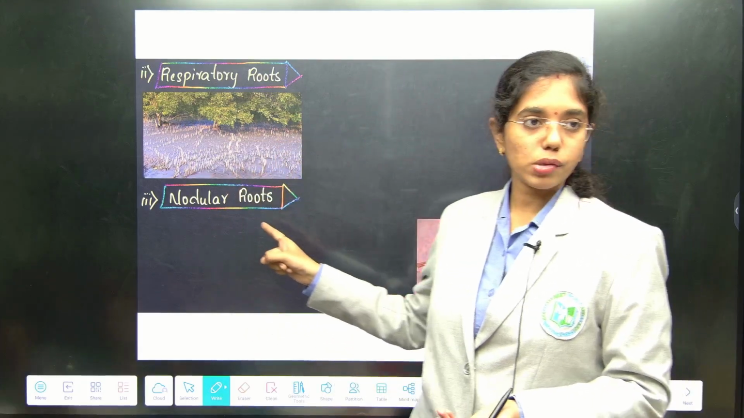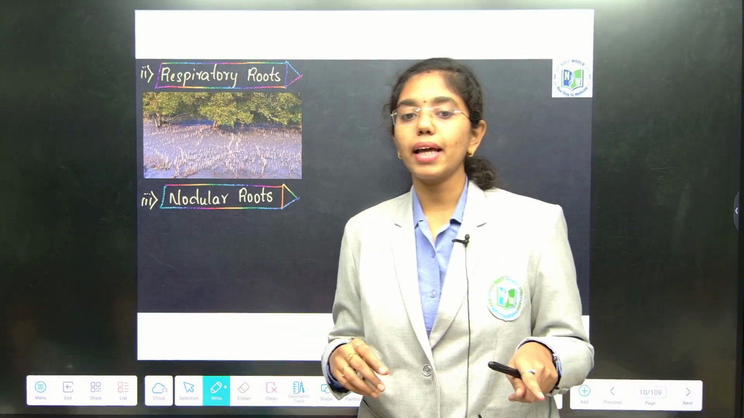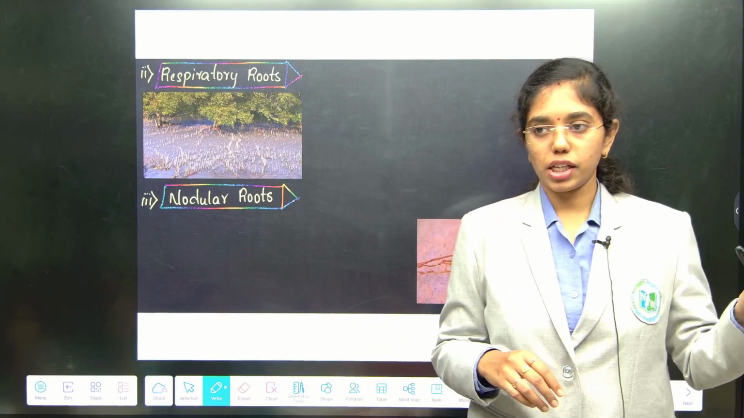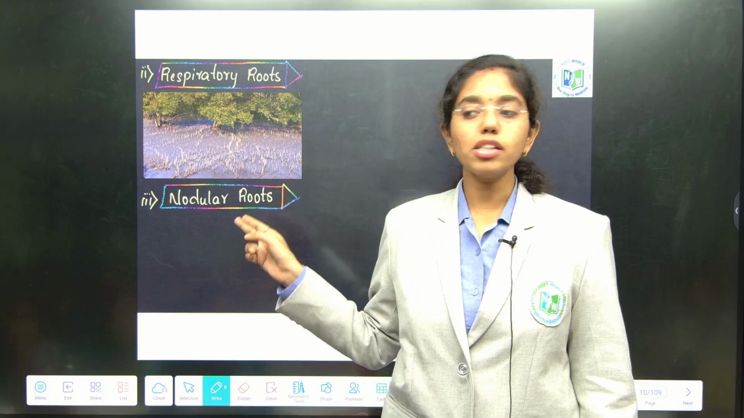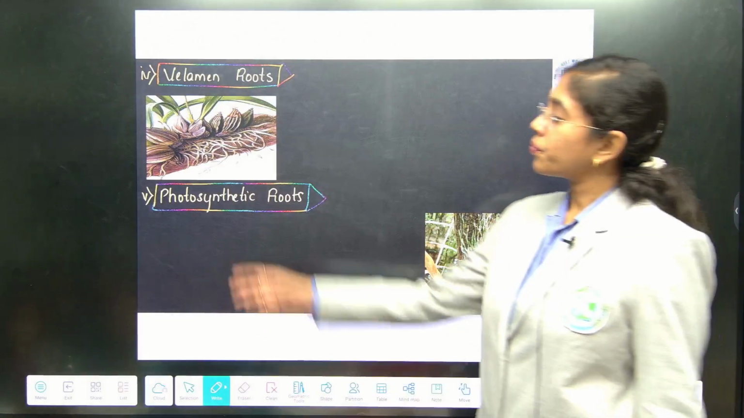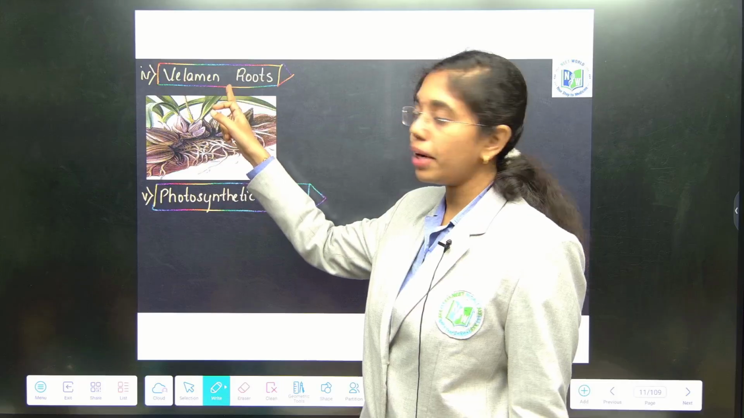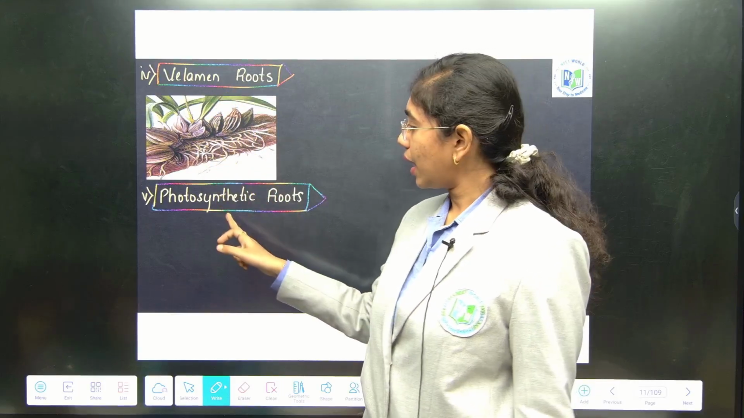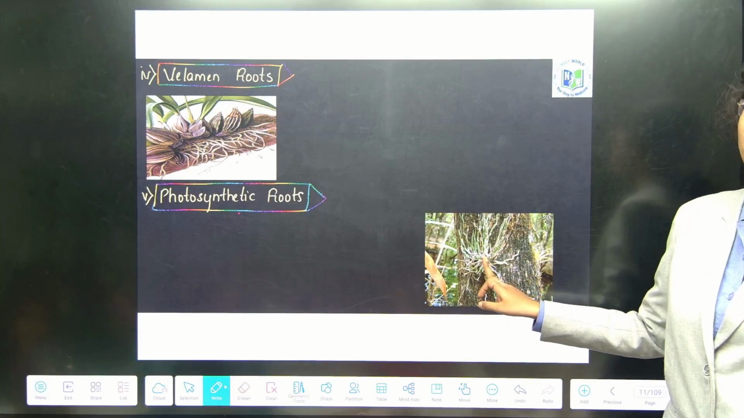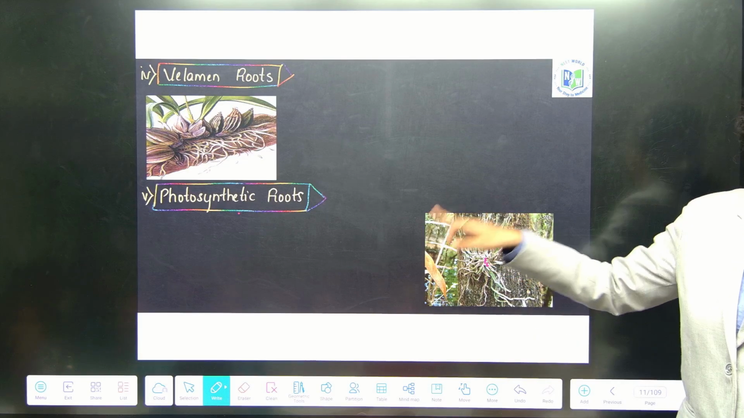Next is nodular roots. Nodular roots have a symbiotic association with gram-negative bacteria, that is Rhizobium leguminosarum, right? For what? Nitrogen fixation. Seen in what plants? Legume plants, Fabaceae members. Next is velamen roots. These roots grow on the stem of other plants, known as what? Velamen roots. Example, Vanda. Next, photosynthetic roots. The roots are green in color because of chlorophyll presence in them. They conduct photosynthesis and prepare their own food material. Example is Taeniophyllum.